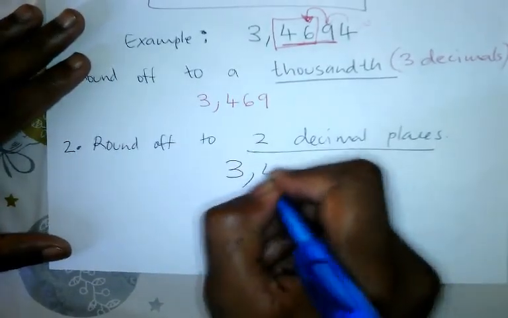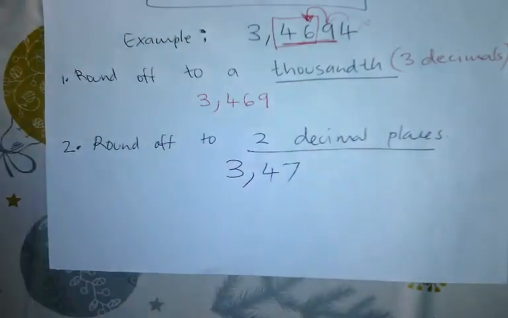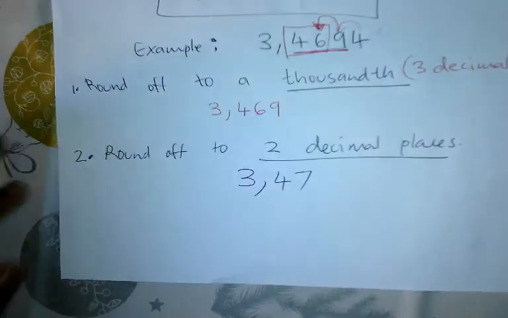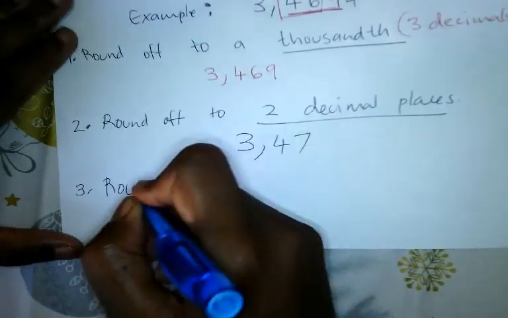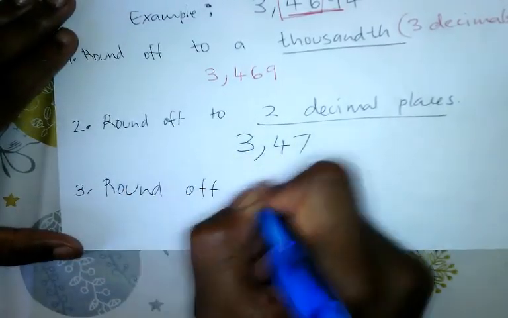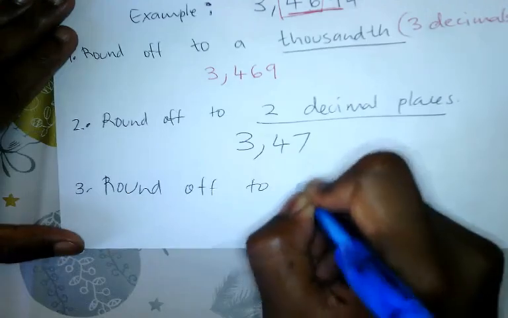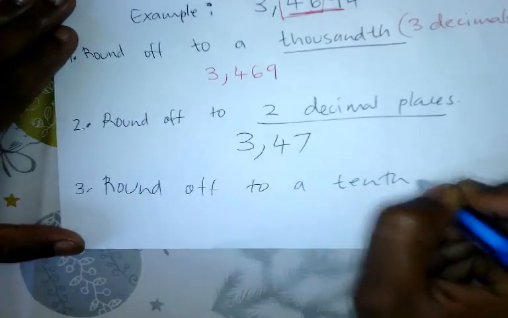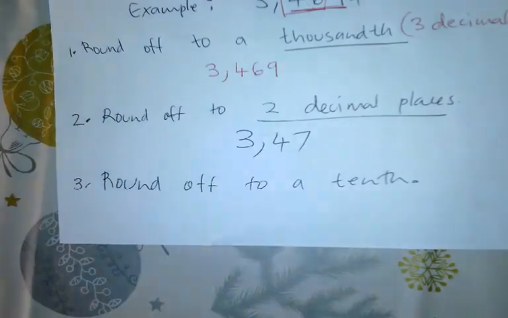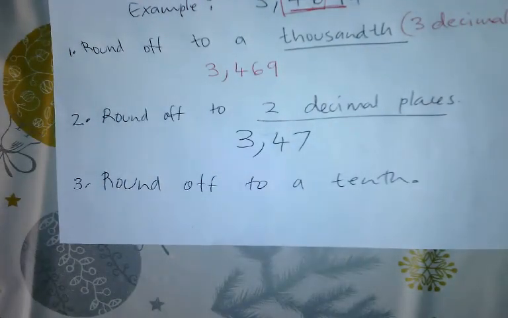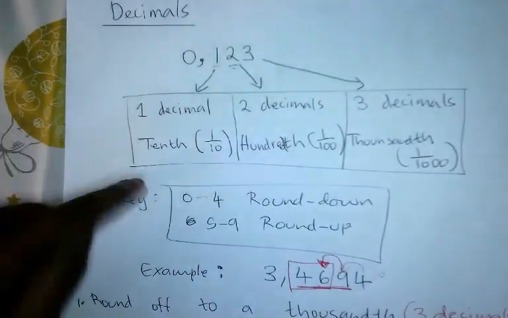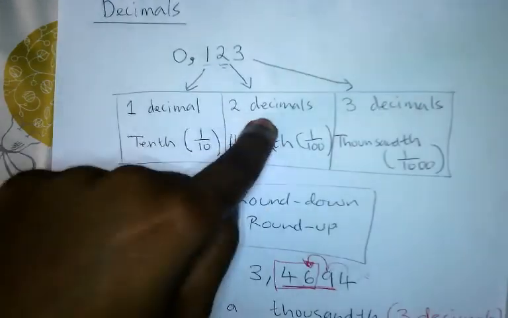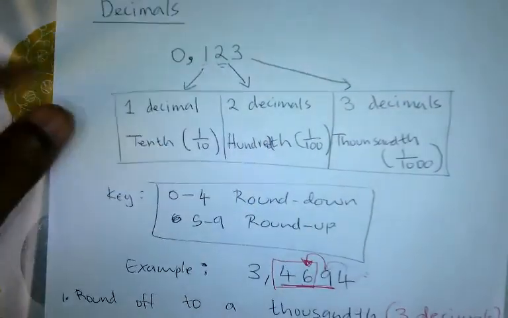Okay. Number 3, round off to a tenth. They can either say a tenth or what? 1 decimal place. You need to know both of them. Are we all clear? They can either say round off to a tenth or 1 decimal place. Round off to 2 decimal places or 100th. Are we all clear? Do that question as quick as you can.